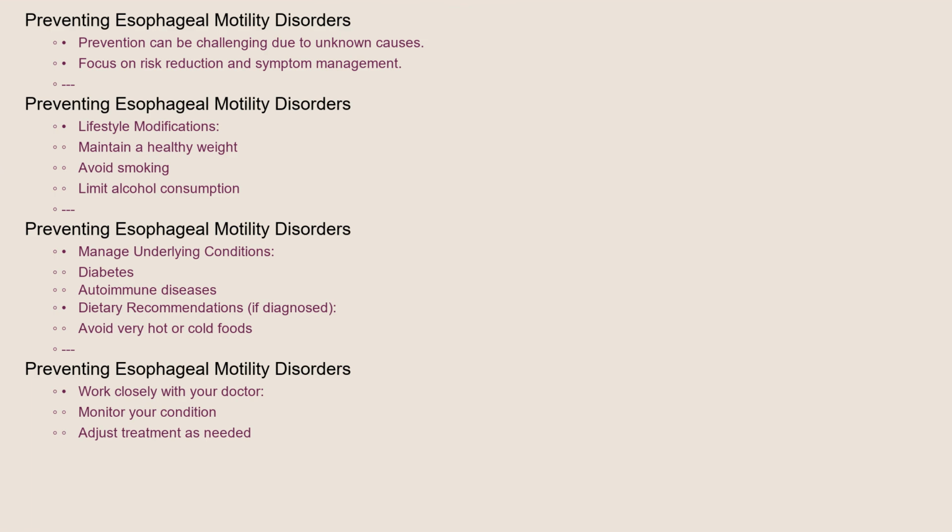Preventing esophageal motility disorders can be challenging, as many of the underlying causes are not fully understood. However, there are steps you can take to reduce your risk or manage your symptoms. Maintaining a healthy weight, avoiding smoking, and limiting alcohol consumption are generally beneficial. Managing underlying conditions such as diabetes or autoimmune diseases can also help. For those with diagnosed motility disorders, following dietary recommendations, such as avoiding very hot or cold foods, can help minimize symptoms. Working closely with your doctor to monitor your condition and adjust treatment as needed is crucial.